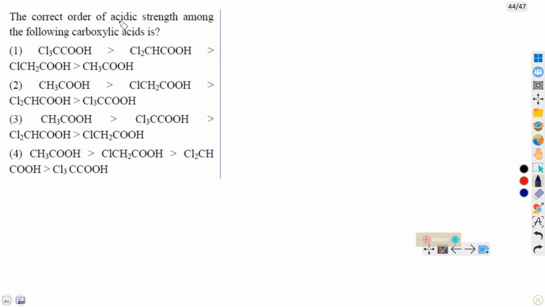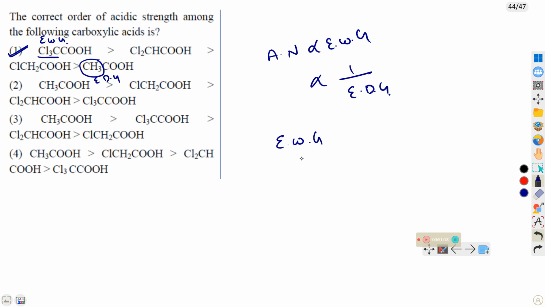The correct order of acidic strength among the following carboxylic acids. What is the correct order here? First one only correct. Acidic nature is directly proportional to electron withdrawing group, inversely proportional to electron donating group. CH3 is electron donating group. CCl3 is electron withdrawing group. Electron withdrawing capacity is directly proportional to number of halogen atoms.